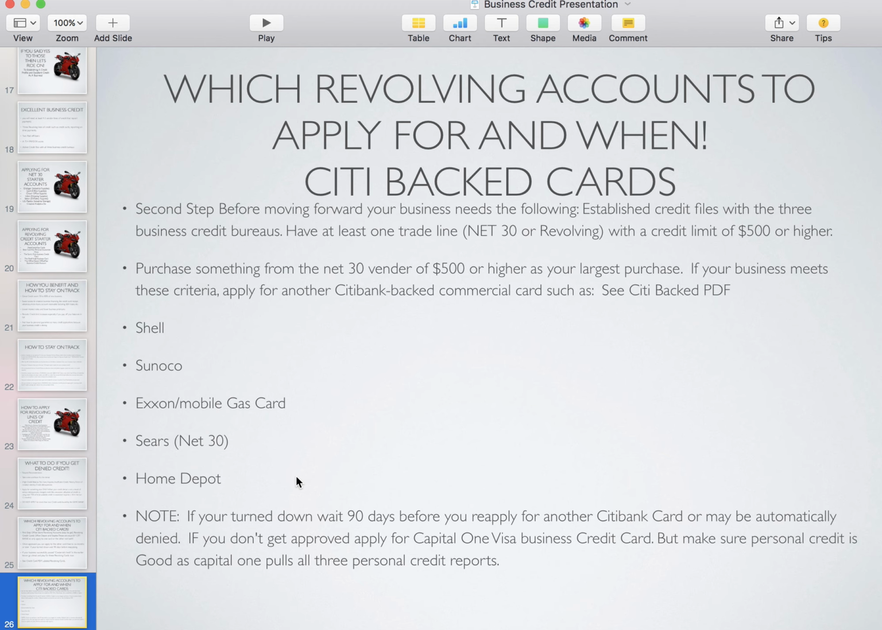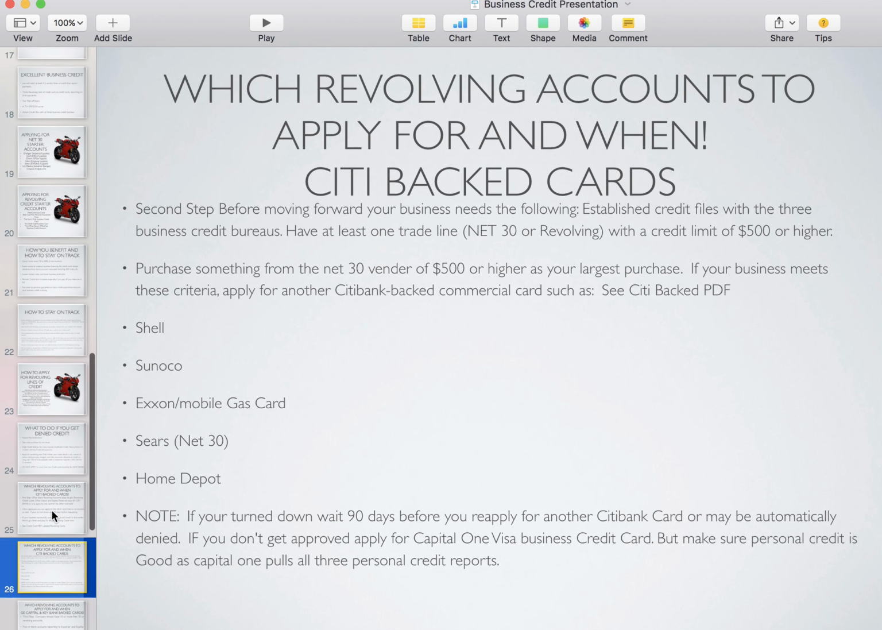But at the same time, if you don't get approved and you have those things going on, go ahead and apply for a Capital One Visa business credit card. But make sure your personal credit is good, because Capital One is going to look at all 3 credit bureaus of your personal credit to determine, and so you'll be kind of a guarantor. But the good thing about it is Capital One also reports to all of the business credit bureaus to show that your business paid it on time as well as your personal. So that's a good thing as well.